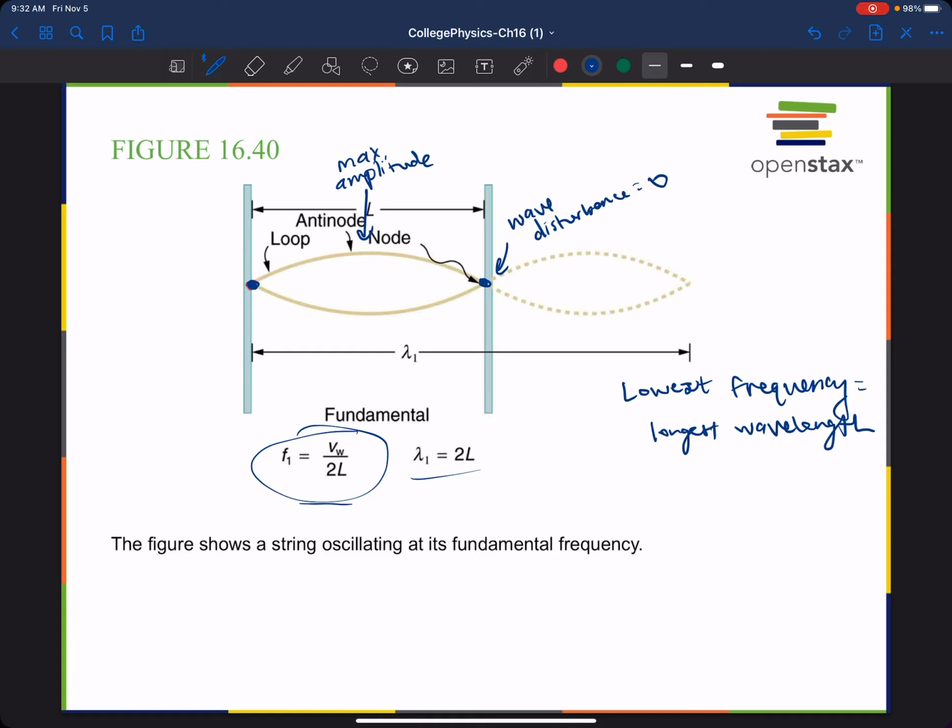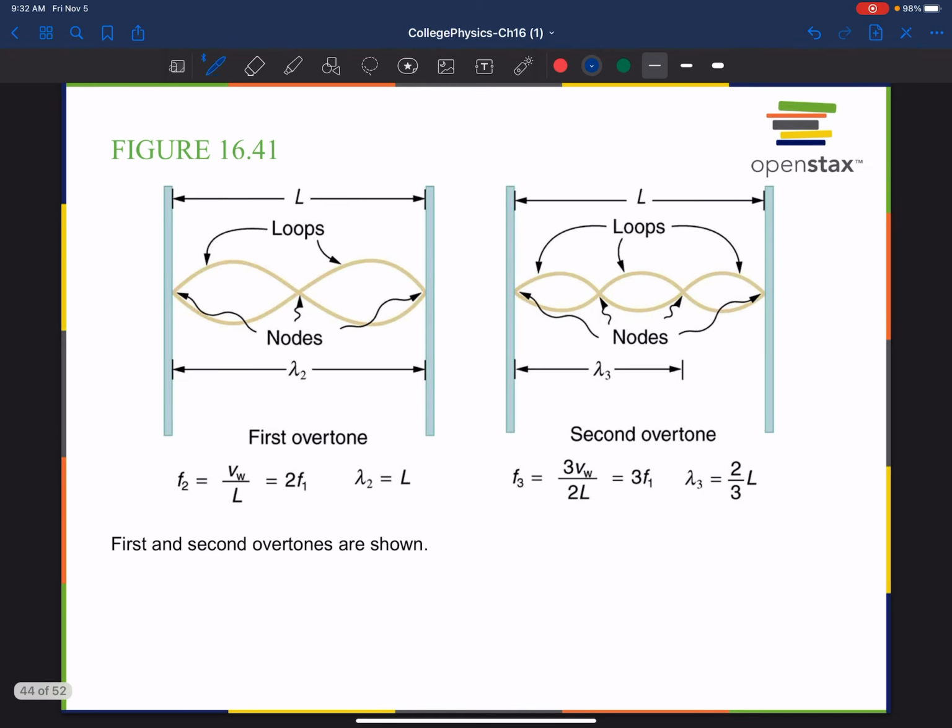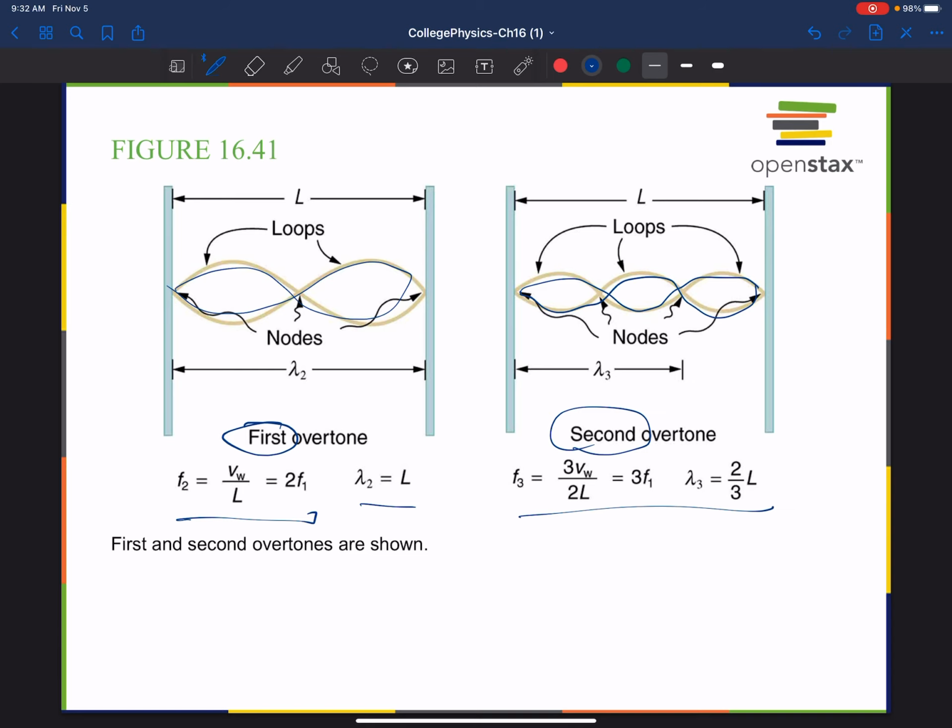The frequency is equal to the velocity divided by 2 times the length, or wavelength is 2 times the length. This is the same thing. I'm just noting the difference here. If it says first overtone, that's actually 2 loops. It does not mean you have 1. And if it says second overtone, that would be 3 of these loops. If it said third, you would have 4, and so on. And we could adjust our equations accordingly.